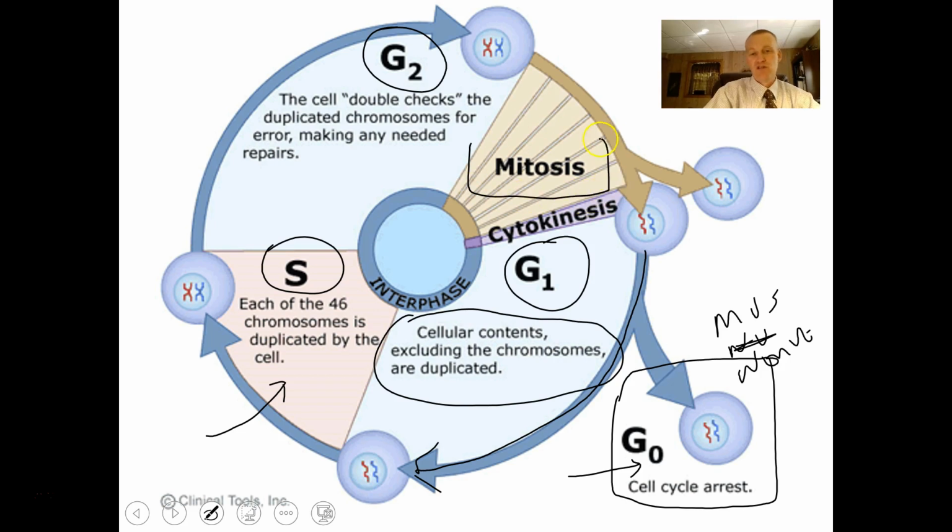Normal cell division in animal cells is called mitosis. In mitosis, you go through different stages that we'll talk about in just a second, and then you form 2 daughter cells. These daughter cells may go into gap 1 or they may go into gap 0, depending upon if they're dividing cells or non-dividing cells.